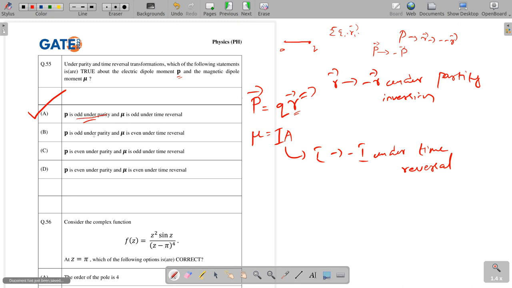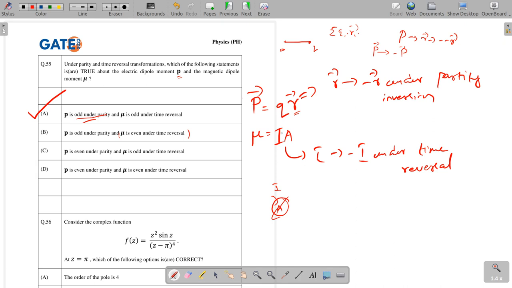So this is true. This is also given P is odd under parity, but we have to check whether mu. Now comes mu. Mu is the magnetic dipole moment. Now the usual definition is a classical notion. If you have a wire loop carrying a current I with the area A, then the magnetic moment is defined as mu equals IA, with the direction perpendicular to the plane.